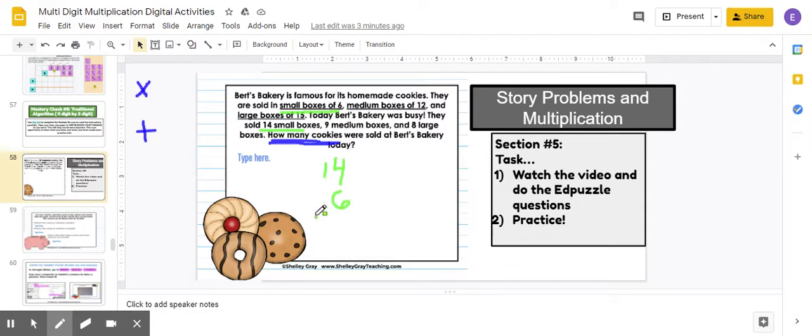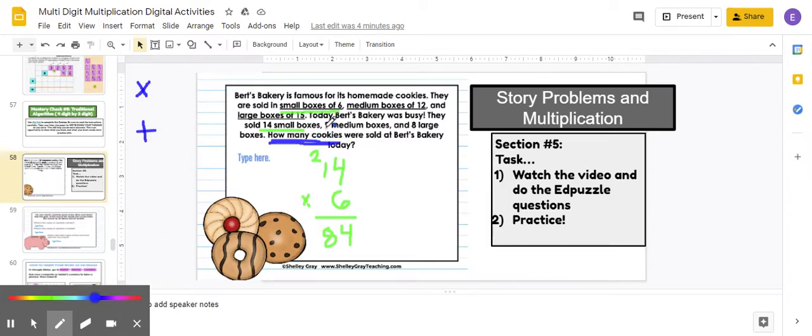So for this one, I'm just going to go ahead with the traditional algorithm. I'm going to set it up and stack it. I'm going to take the digit in the ones place down here and multiply by all the parts of the 14. So 6 times 4 gets me 24. I'm going to carry that up because it's really in the tens column. 6 times 1 is 6 plus 2 is 8. So we've got 84 cookies that were sold in small boxes.